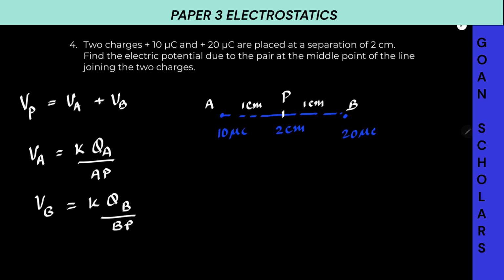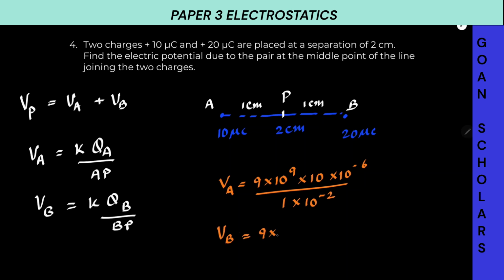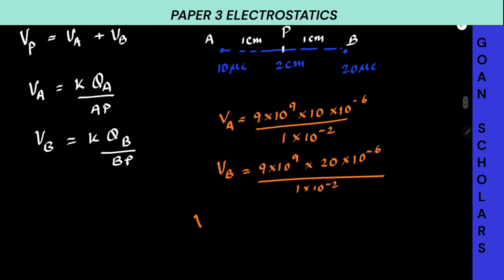So potential due to the first one, VA, will be equal to 9 into 10 to the power 9. What's the charge? 10 into 10 to the power minus 6 upon separation, 1 into 10 to the power minus 2. Potential due to B will be equal to 9 into 10 to the power 9, 20 microcoulombs, 20 into 10 to the power minus 6, whole divided by separation once again 1 into 10 to the power minus 2. Let's find the potential by adding both the values.